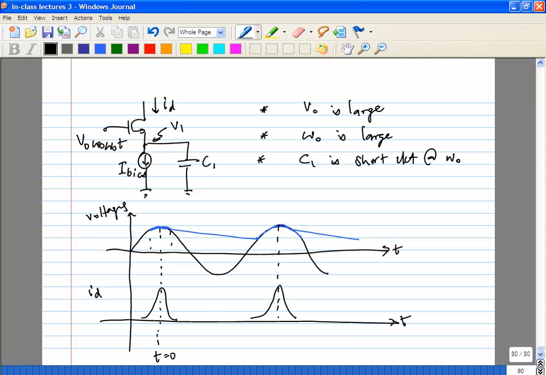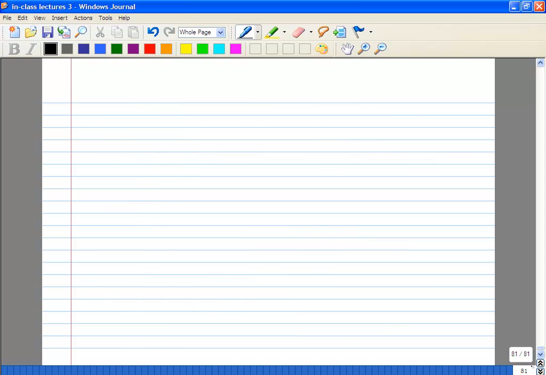Okay. So now we don't know exactly what form the current signal will take, but it turns out we can actually find out the fundamental and the bias and so on. So what we are going to do is write it as a Fourier series.